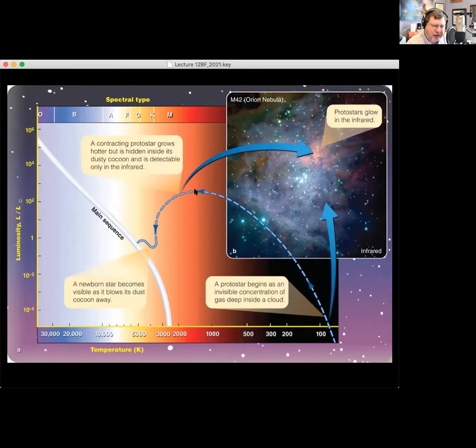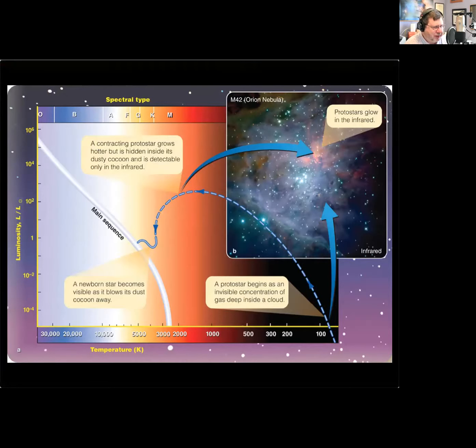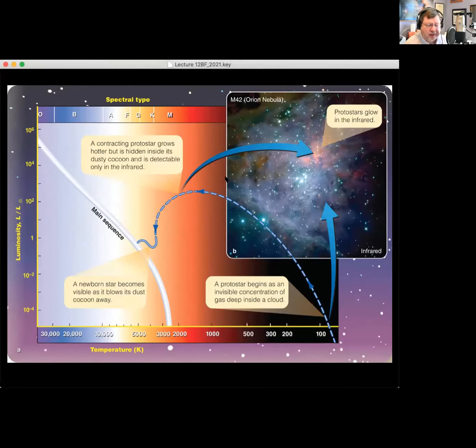Surface temperature here is about 3,000 degrees. And remember, the HR diagram is mapping not the core temperature, the center of the star, but the temperature at the surface, just because that's what we can observe. Okay.